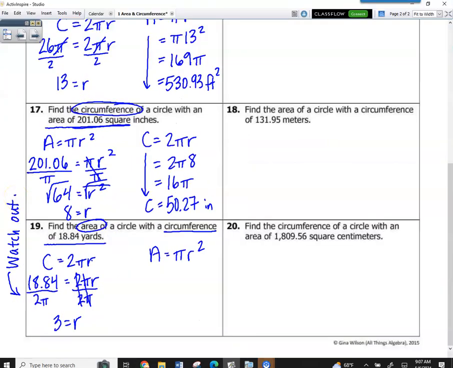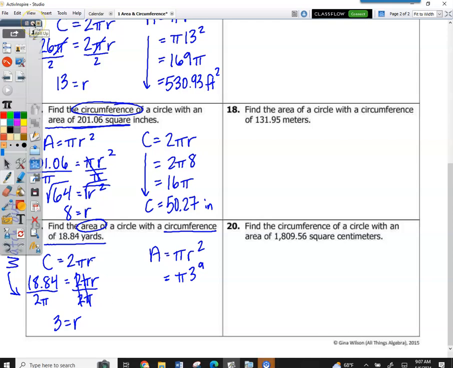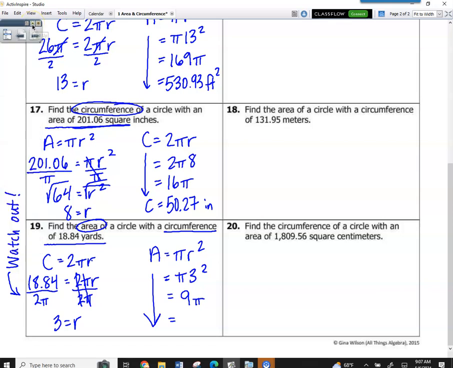Oops. There we go. All right, plug 3 in. So pi times 3 squared. I wrote a 9. In terms of pi, would be 9 pi. 9 pi in the calculator, 28.27. This is yards squared.